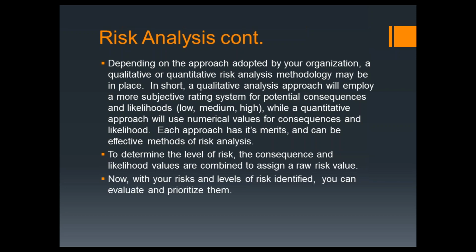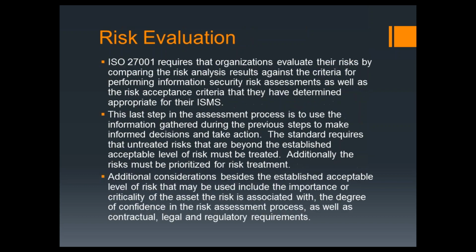To determine the level of risk, the consequence and likelihood values are combined to assign a raw risk value. That's my term, a raw risk score. It's basically the level of risk that exists before you've factored in any existing or planned controls that may be mitigating it. So now with your risks and levels of risk identified, you can evaluate and prioritize them, which brings us to risk evaluation.